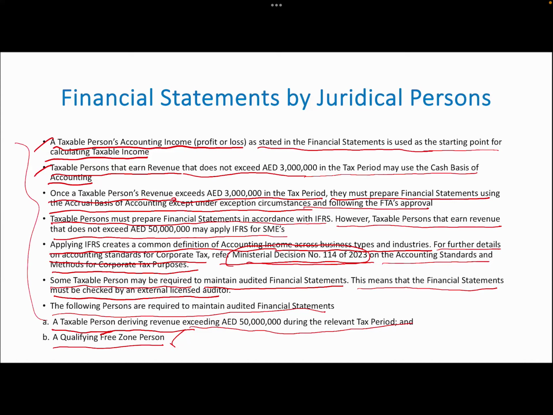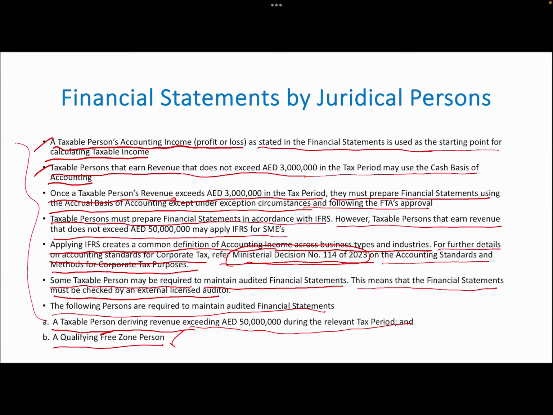The first thing is a taxable person. When I talk about a taxable person, the company whose revenue does not exceed 3 million, the FTA has given them a privilege to maintain a cash basis of accounting. If a company exceeds 3 million, from cash basis of accounting, they need to follow the accrual basis of accounting. This is the 3 million rule.